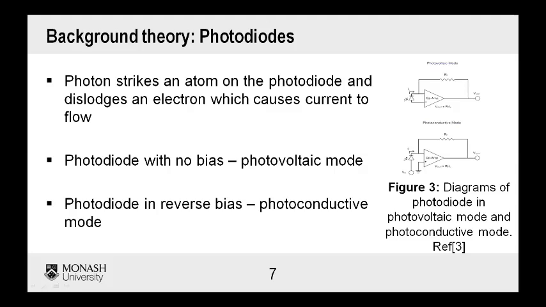This is basically how a solar panel works. The other way that you can wire up a photodiode is in photoconductive mode, which is when you place it in reverse bias, which is the way that we've wired up the photodiode in our project.